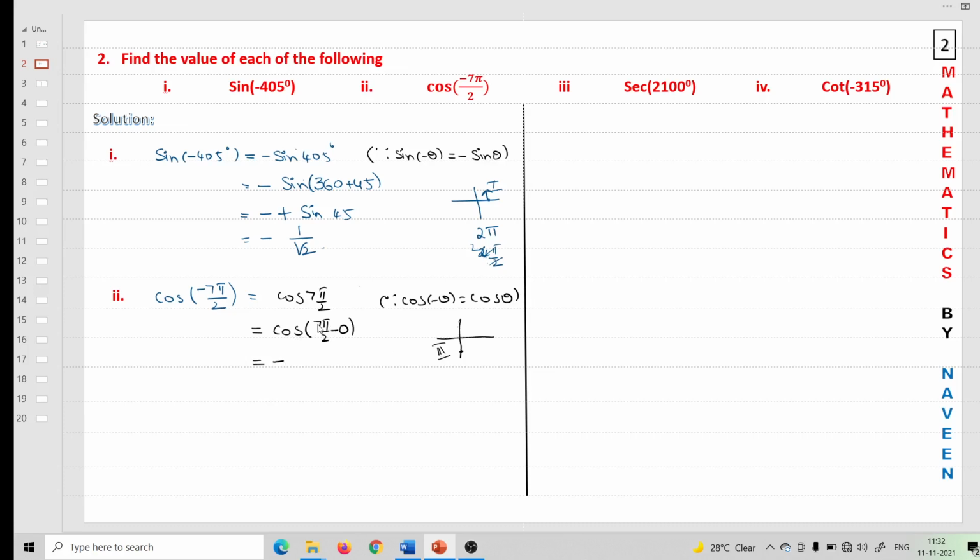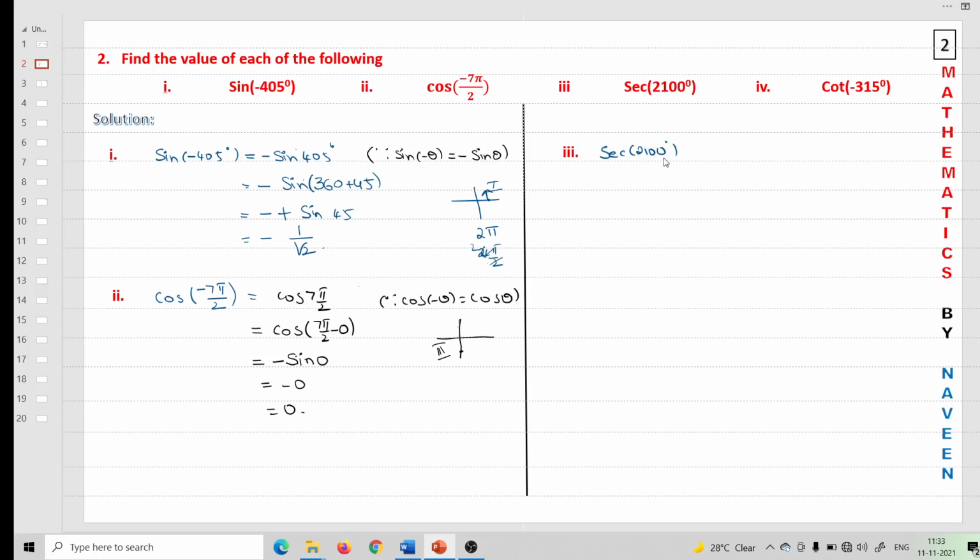Pi by 2 is multiplied by 7. 7 is the odd number. So there is change in trigonometric ratio. So cos changes to sine. Clear? Sine 0. What is sine 0 value? It is 0. Minus 0 is nothing but only 0. Clear?